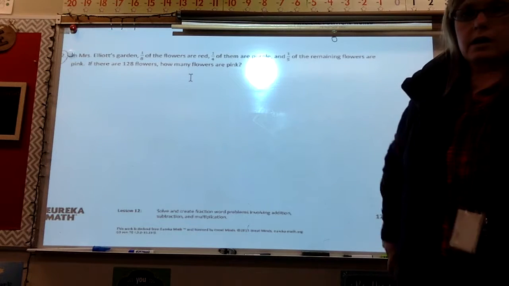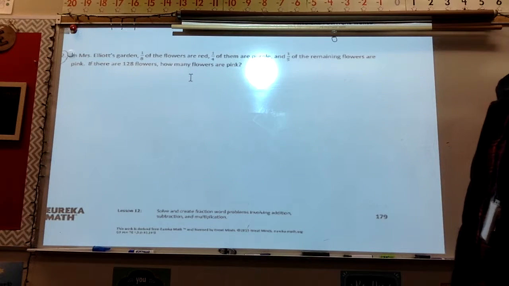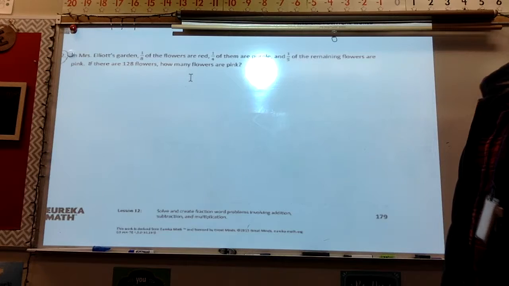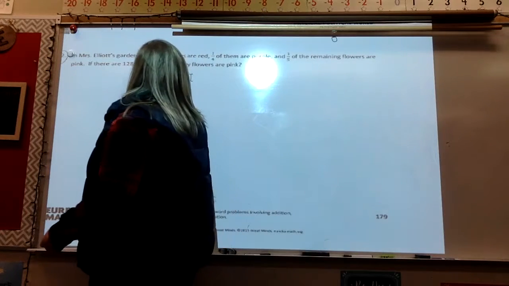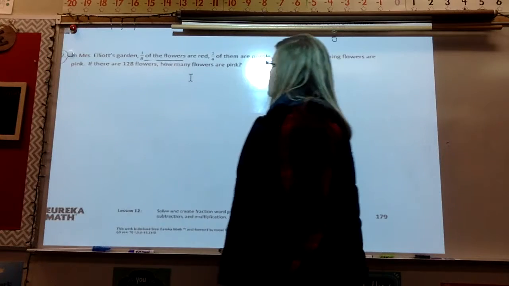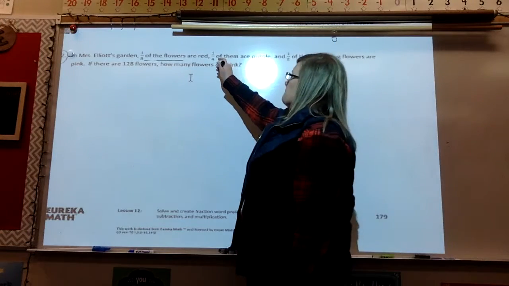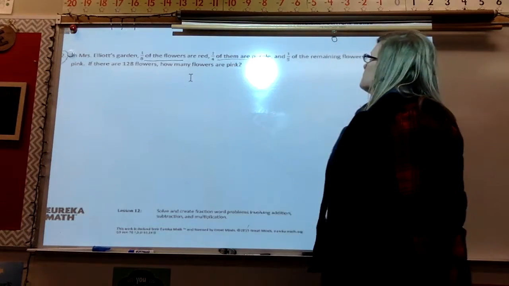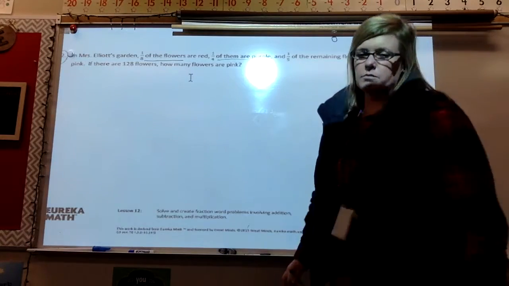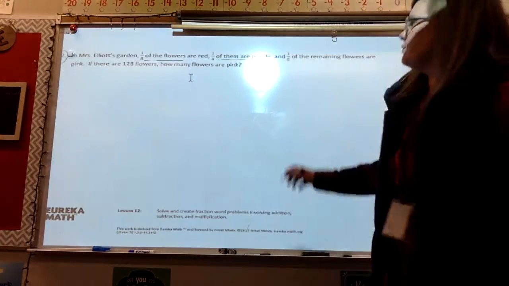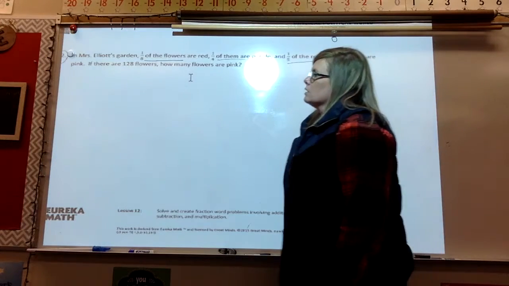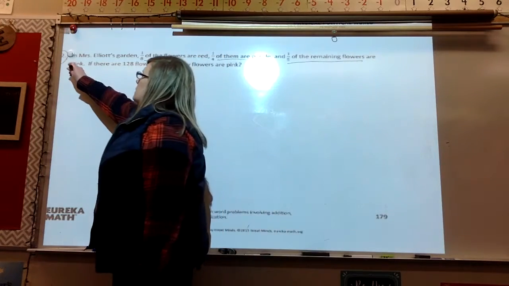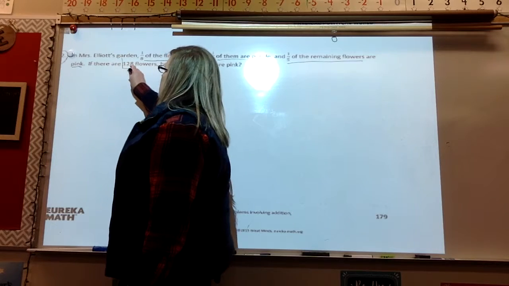All right, the last problem that we're going to do says, in Mrs. Elliott's garden, 1/8 of the flowers are red. 1/4 of them are purple. And 1/5 of the remaining are pink. And then it also tells us how many flowers there are altogether.